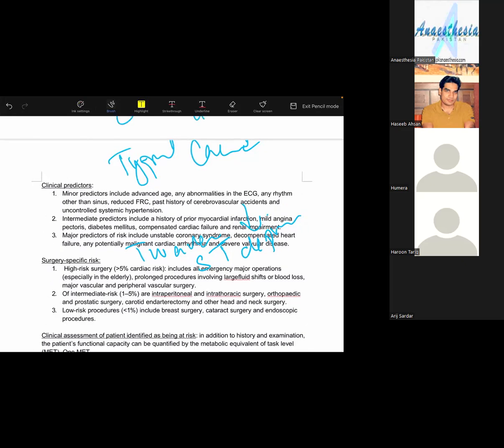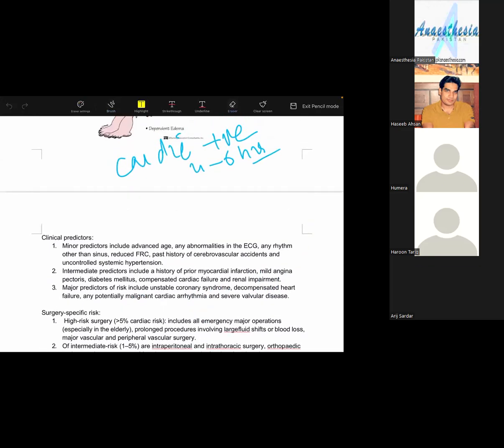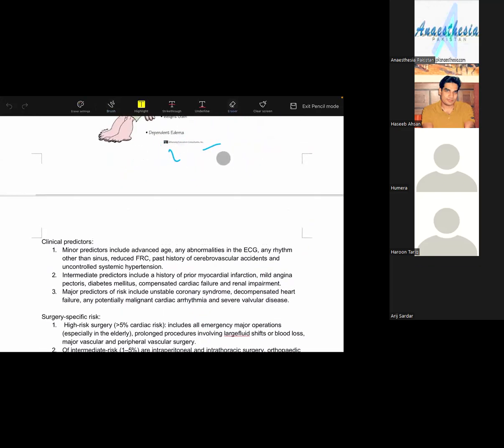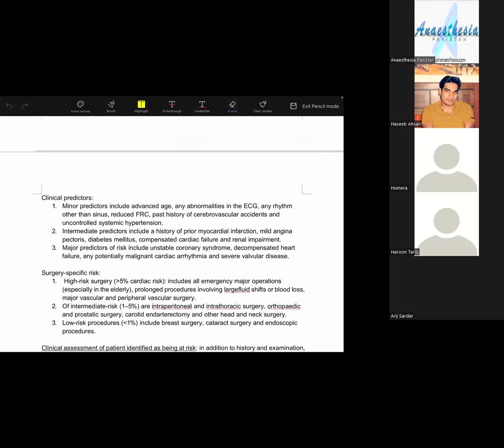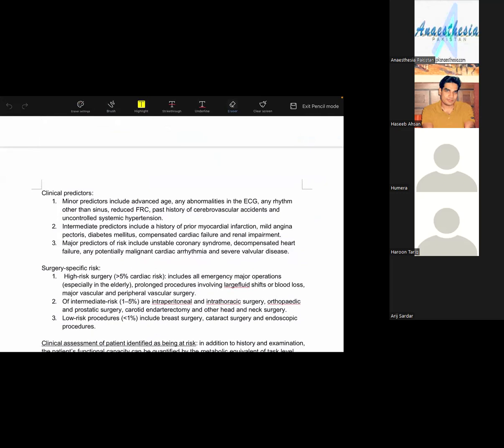Sir, I have a question, please. In the first paragraph, you have written minor predictors include advanced age, any abnormality in the ECG, any rhythm other than sinus, and reduced FRC. How can we assess FRC clinically? Should we go for plethysmography? How can we assess that the patient has reduced FRC?